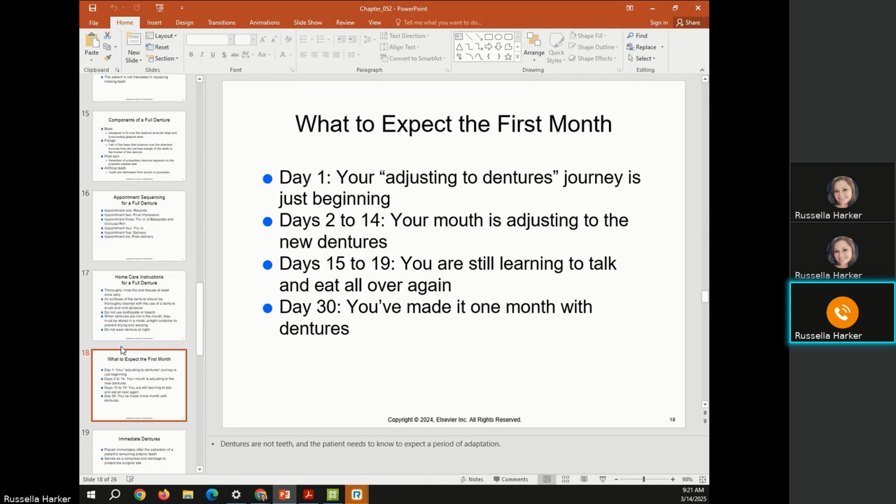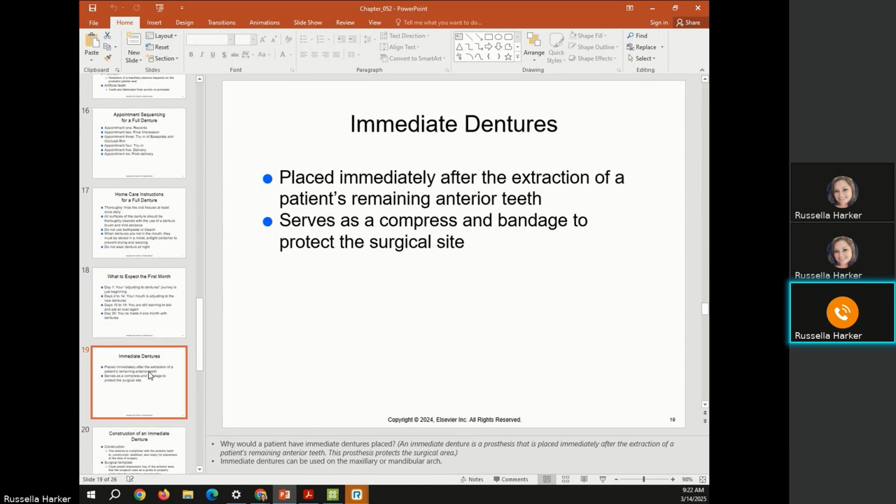Their mouth is learning new ways to use their muscles to hold the dentures in place. They're learning how to speak. Their sounds are going to sound different. The different S's and F's and things like that are going to sound different at first. They may sound like they have a lisp. That will go away with time as they learn how to speak with these appliances in place. Eating will be different. All of these things are going to be new to them, and they need to understand that it will come to them in time. They need to know that there is a period of adaptation with these dentures.